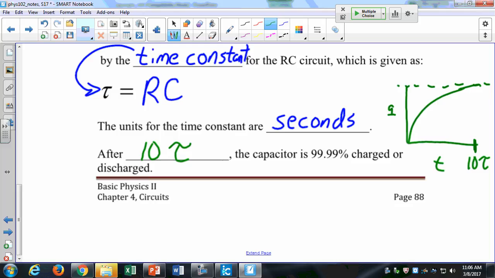Now, the capacitor never actually gets fully charged, right? In an exponential growth curve, it never actually reaches the maximum value, but we say that it approaches that value, that it gets very, very, very close. 99.99%. But it will never actually reach the maximum value. That's how these exponential curves work.